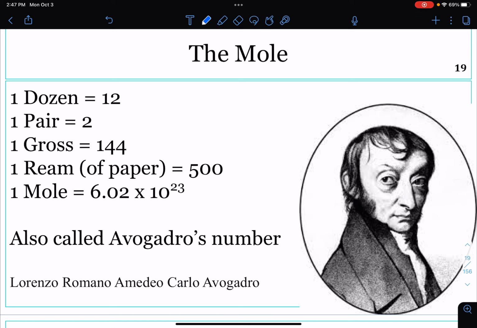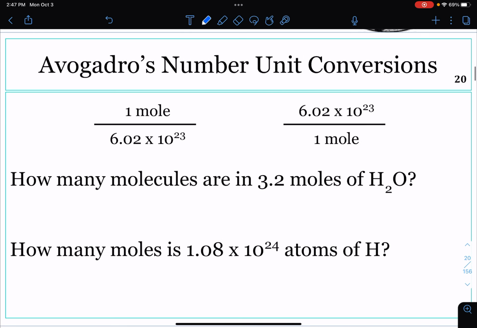It is also called Avogadro's number, as Avogadro was one of the scientists who came up with this number. His full name is actually Lorenzo Romano Amadeo Carlo Avogadro. He's usually just called Avogadro for short. We can use this Avogadro's number as a unit conversion. So let's do this practice problem together.